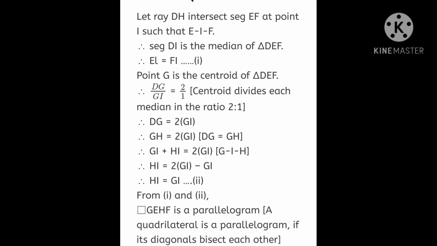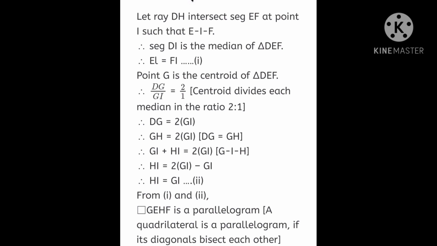Now point G is a centroid of triangle DEF. And we know that the centroid divides each median in the ratio of 2:1. So the ratio of median DG upon GI is 2 upon 1, property of centroid. Now by cross multiplying we get DG is equal to 2GI, and DG is equal to GH is given in the question. So in place of DG you can write GH. So GH is also equal to 2GI.